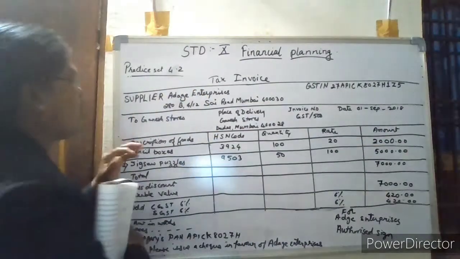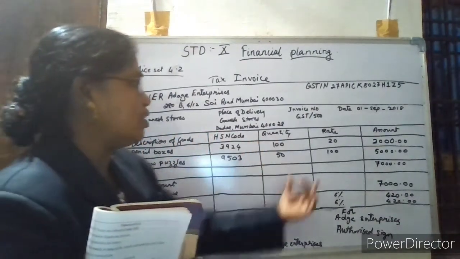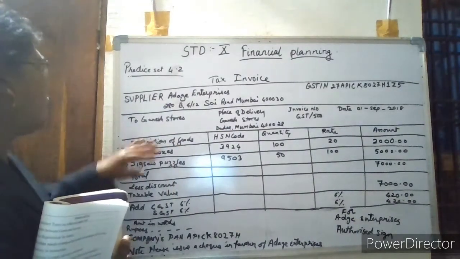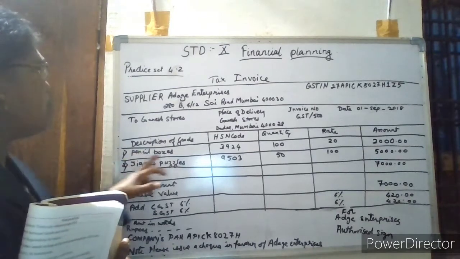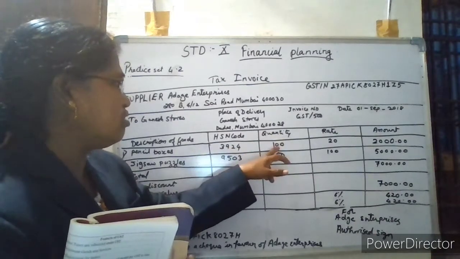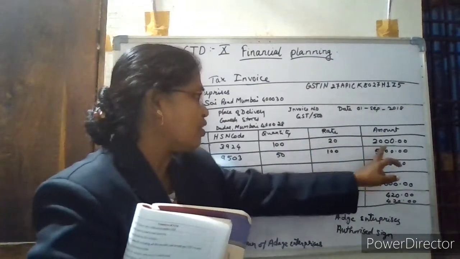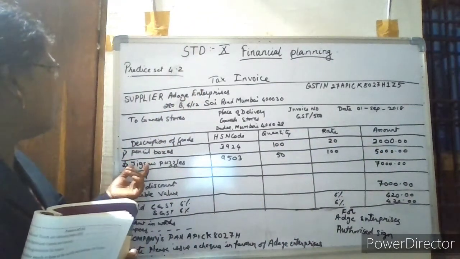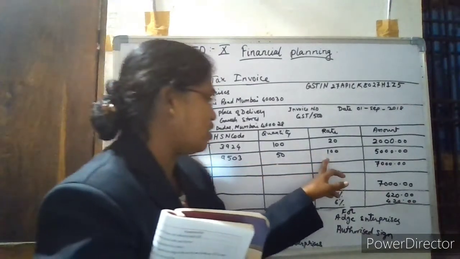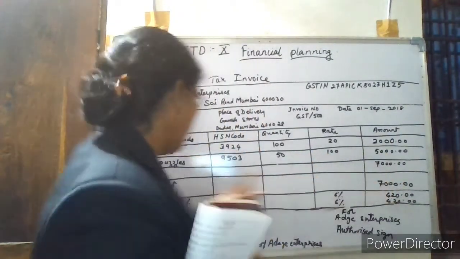Now the columns are prepared as description of the goods, then HSN code, quantity, rate and amount. In the description, 2 items of goods are purchased. One is pencil box, HSN code written, quantity is 100 at the rate of 20. So 100 into 20 will give you 2000. Then jigsaw puzzles, its HSN code is written here, quantity 50 at the rate of 100. So 50 multiplied by 100 is 5000, total here 7000. This is the total column.